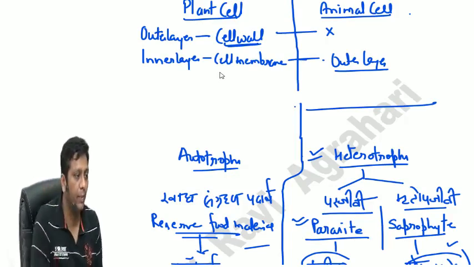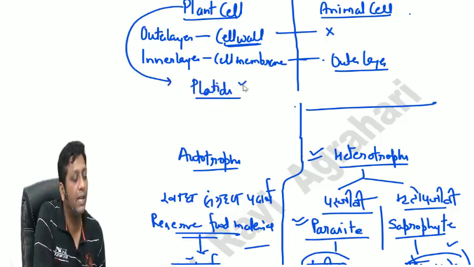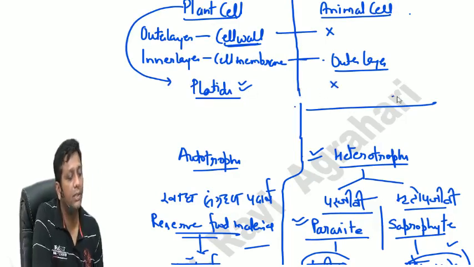Next point. Plant cells have plastids. Plastids are a feature of plant cells only, but they are absent in animal cells.